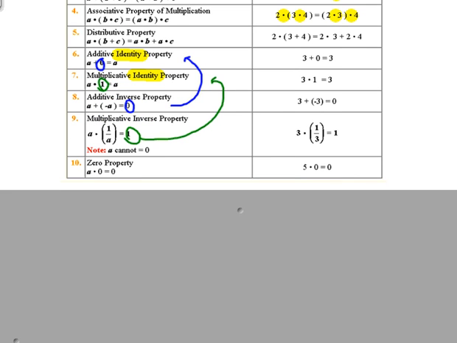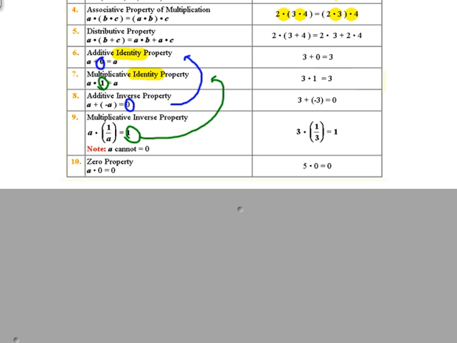0 property just says that I can take anything and multiply it by 0 and it gets 0. 0 is pretty powerful.